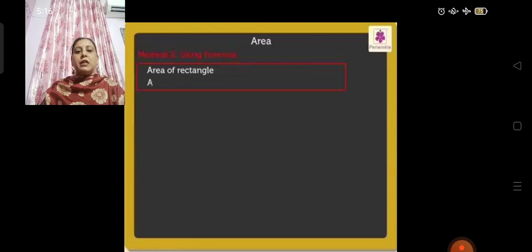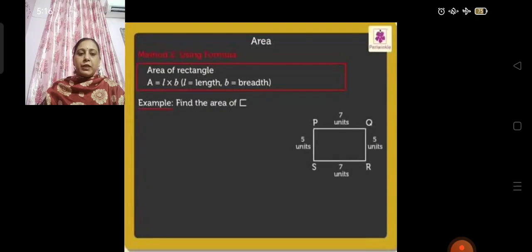To find the area of a rectangle, there is a formula: the area of the rectangle is length into width, L for length and B for width. Now let us understand this with an example. I have to find the area of rectangle PQRS having length 7 units and width 5 units.